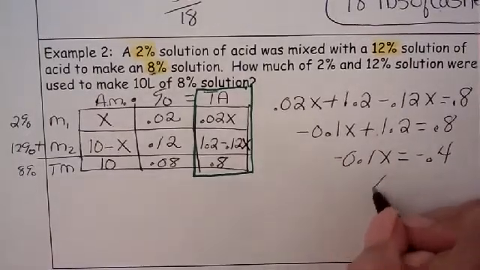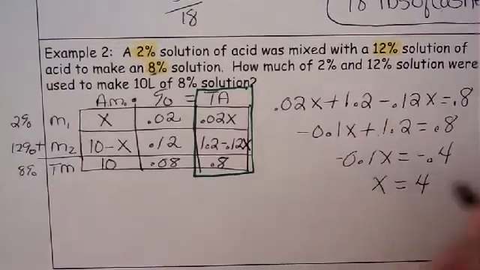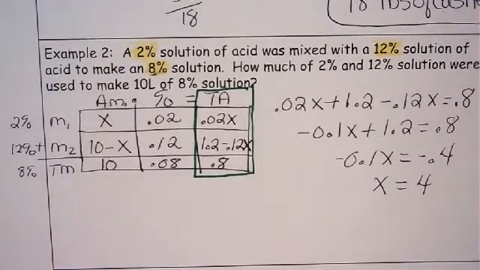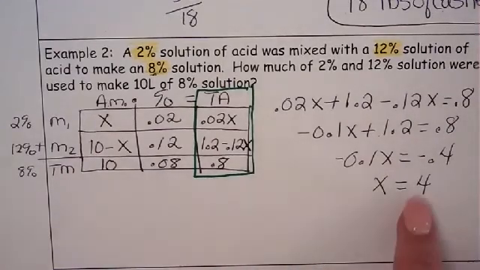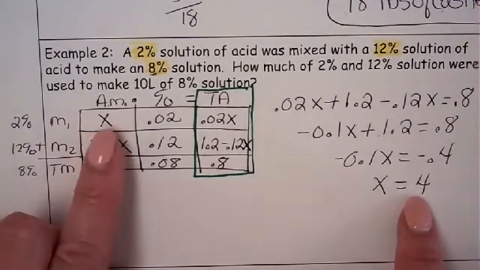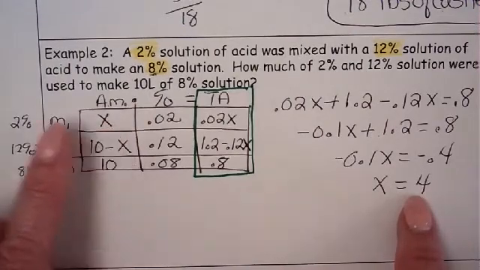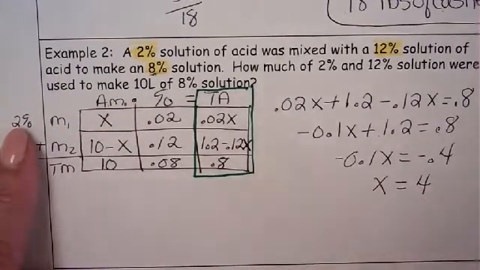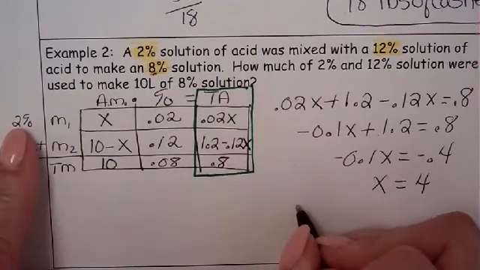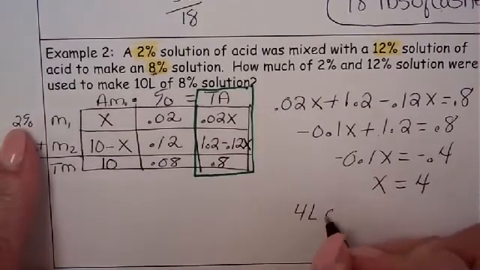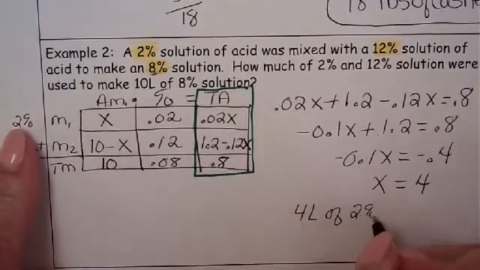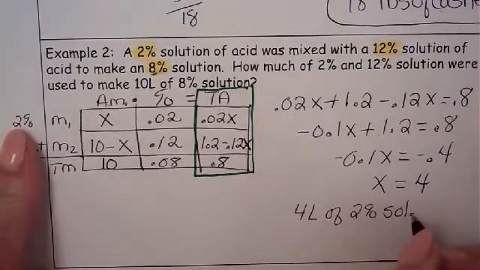When I divide that, I'm going to get x equal to 4. Okay? Now, let's talk about that. What does that mean? What is x? X was how many liters of 2% solution I have. So I would come right here and say, okay, so I'm going to have 4 liters of 2%, and I'm just going to abbreviate solution.